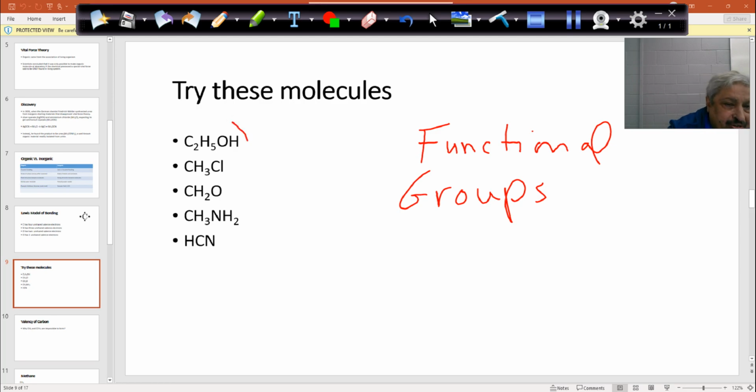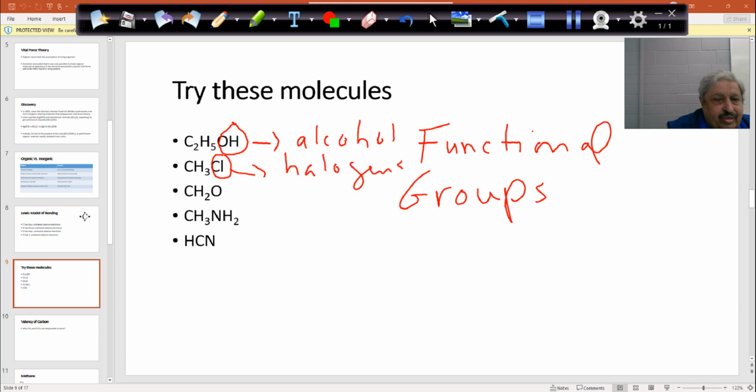Now the OH here, the hydroxy group, designates an alcohol. So this is very important. This is an alcohol, correct? And this is another functional group that's called halogen. Halogens. This is haloalkanes. This one here by itself, connected to carbon, is called an aldehyde group.